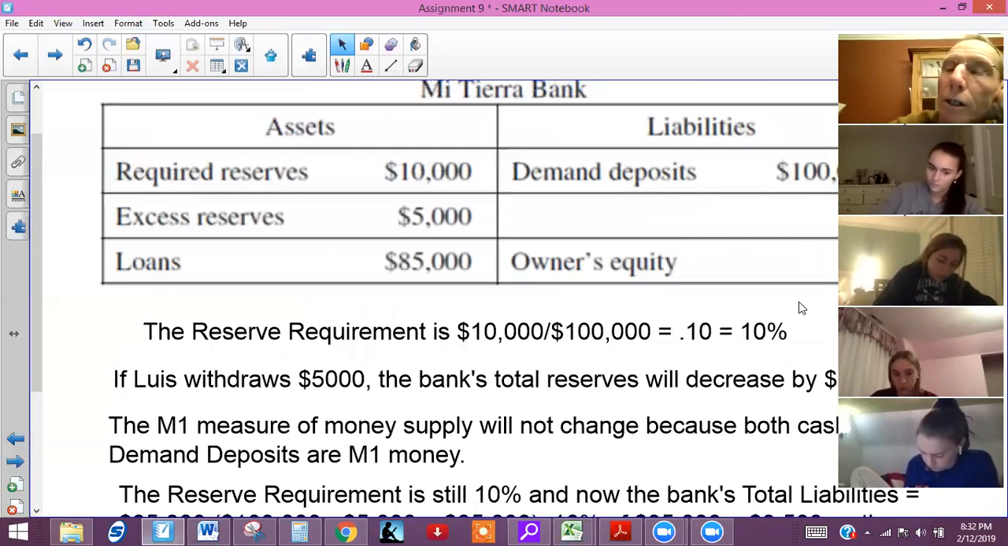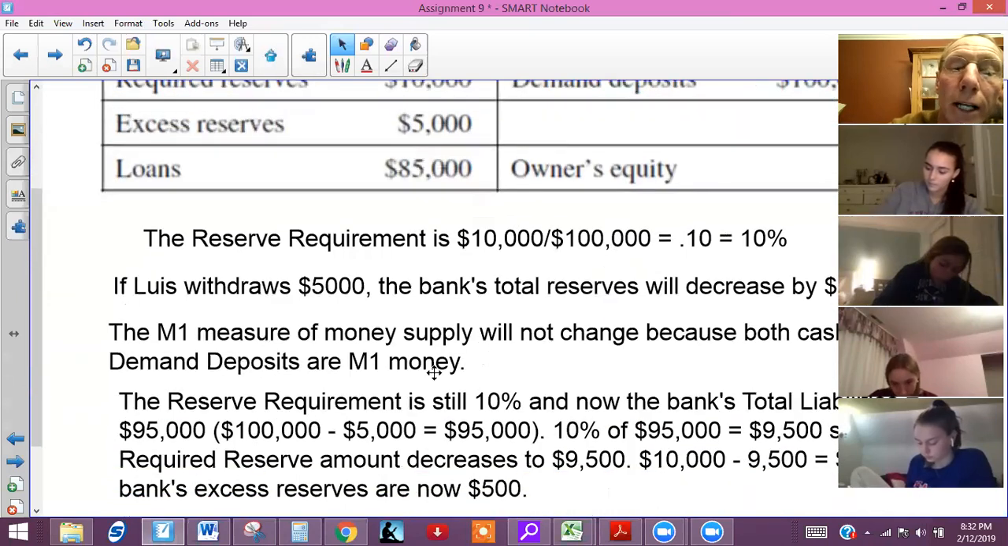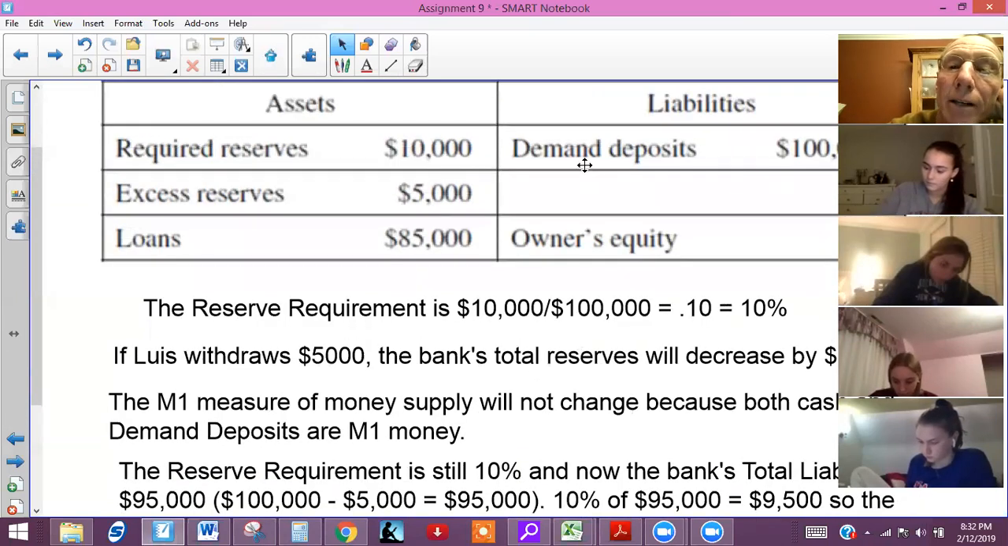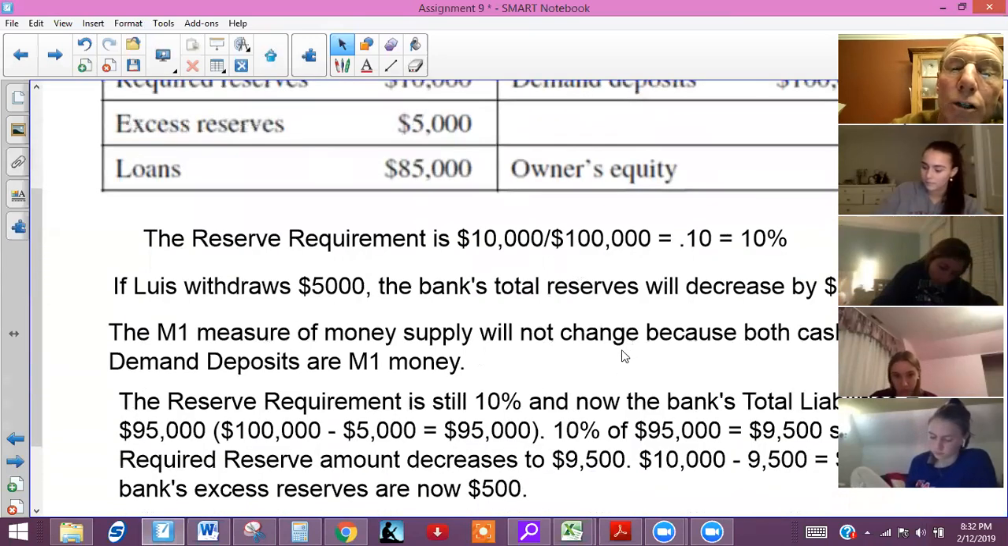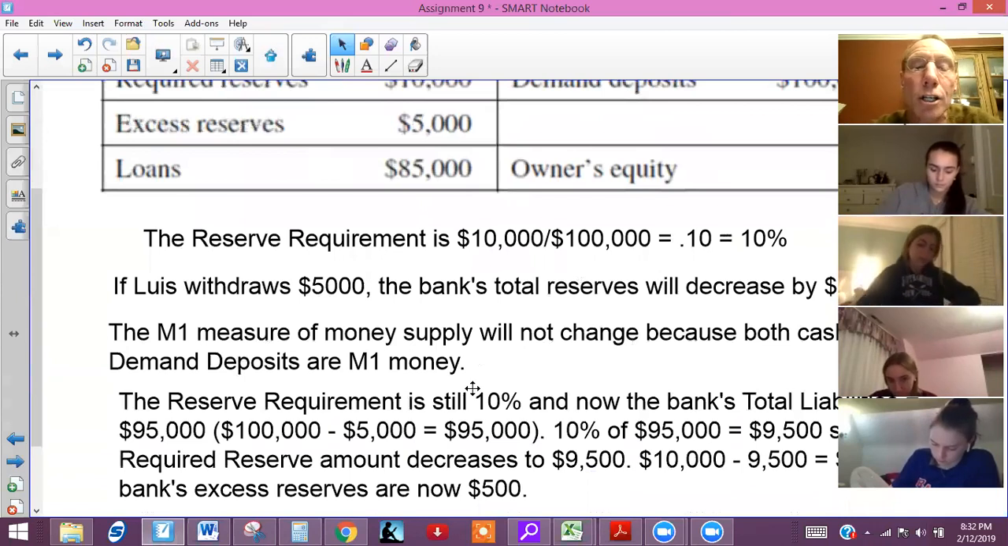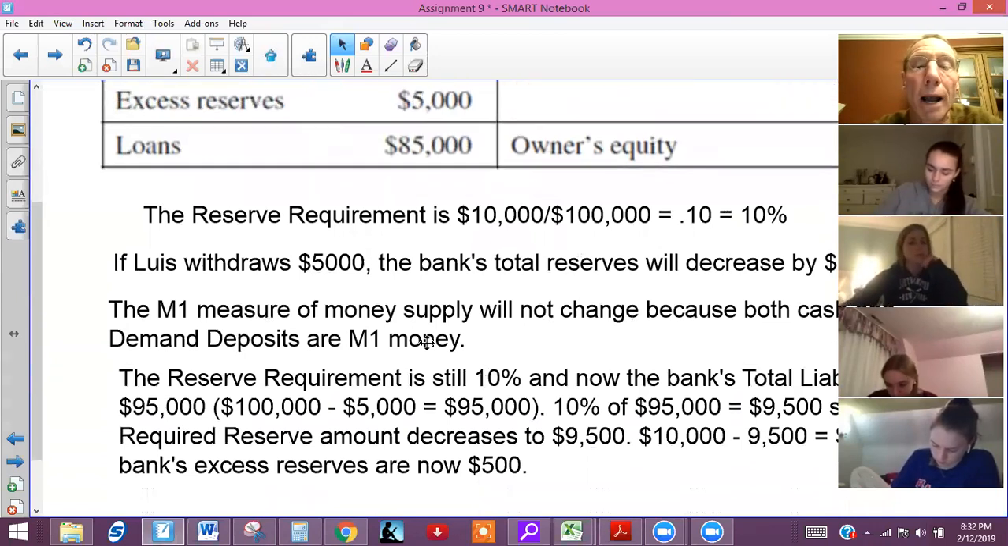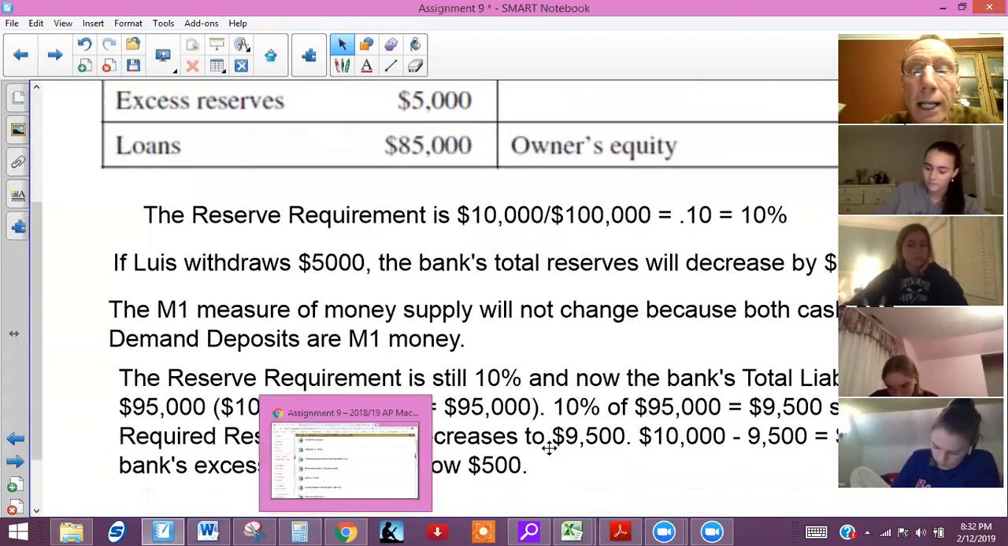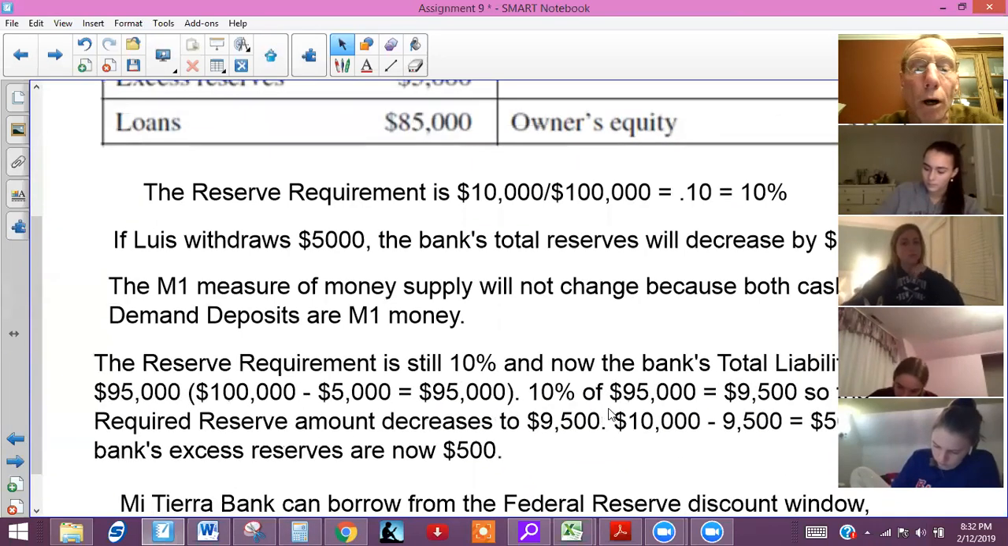So it's a little bit confusing. It came out of here, but it also uses up a reserve. So it does both, actually, but that's not really that important. The important thing is to know that M1 is both cash and demand deposits. So just changing it from demand deposit to cash does not change the amount of M1 money at all. So that does not change. Now, the only sort of tricky part is right here.